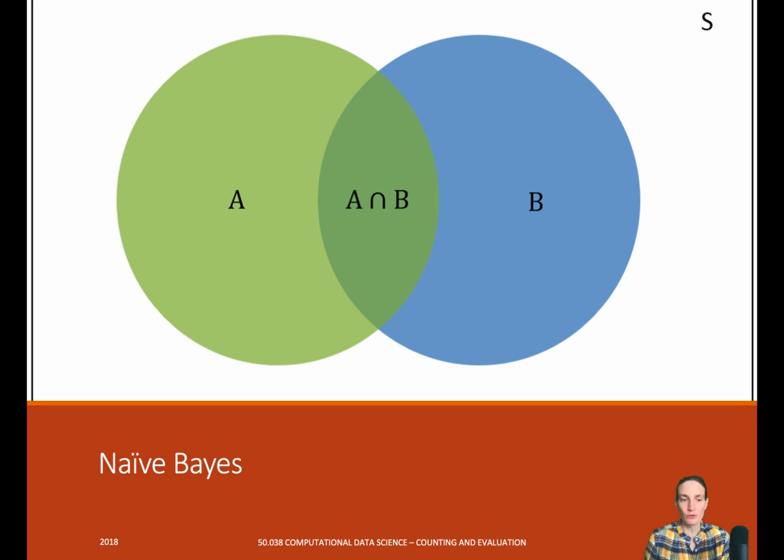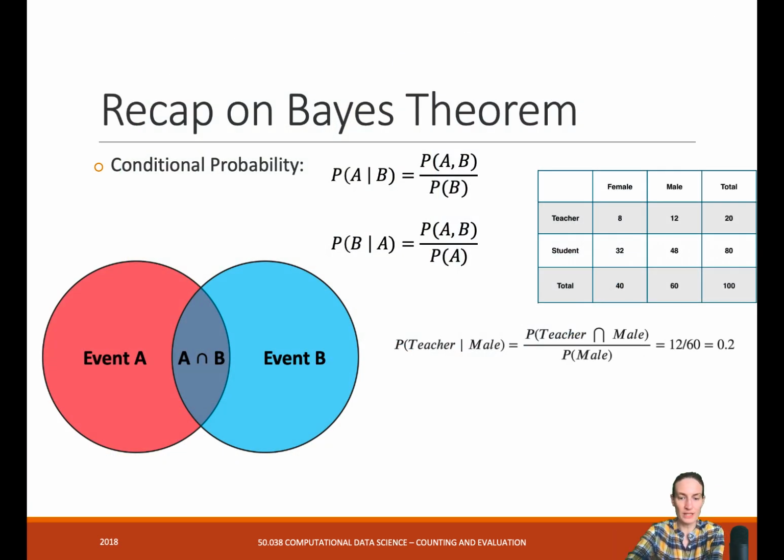All right, that brings us to the Bayesian methods. In particular, I want to focus on naive Bayes. But let's first recap Bayes' theorem a little bit. Bayes' theorem gives us mathematical formulas to calculate conditional probabilities. For instance, the probability of A given B can be expressed as the joint probability of A and B occurring divided by the prior probability of B. The same for the reverse.